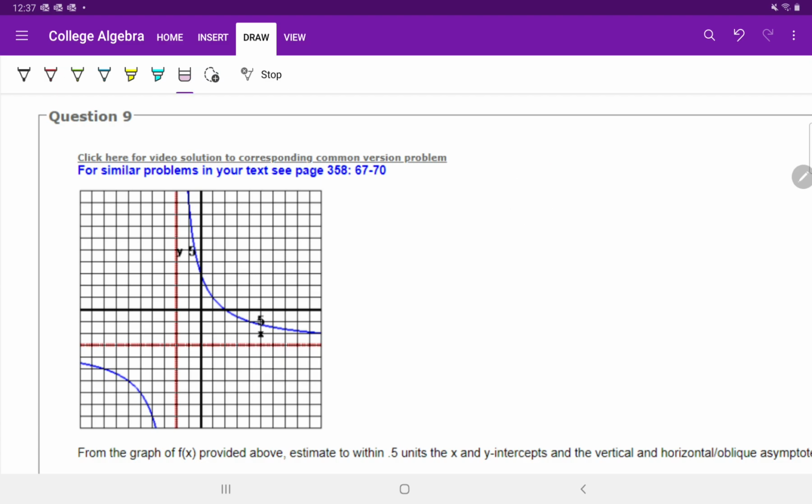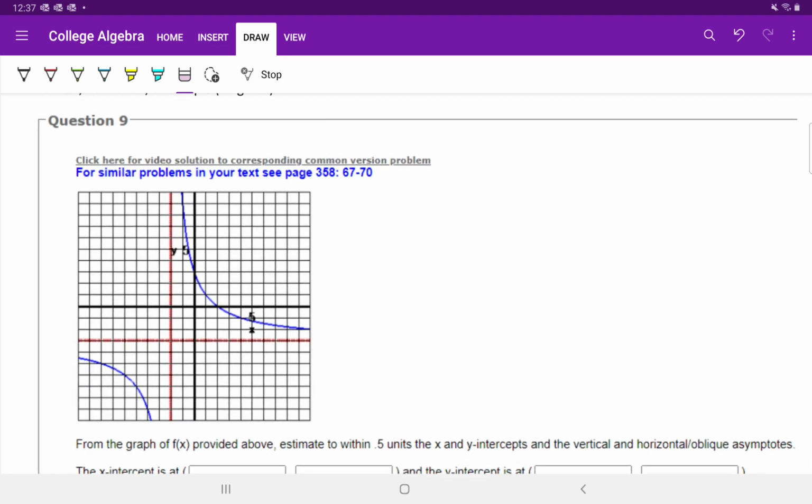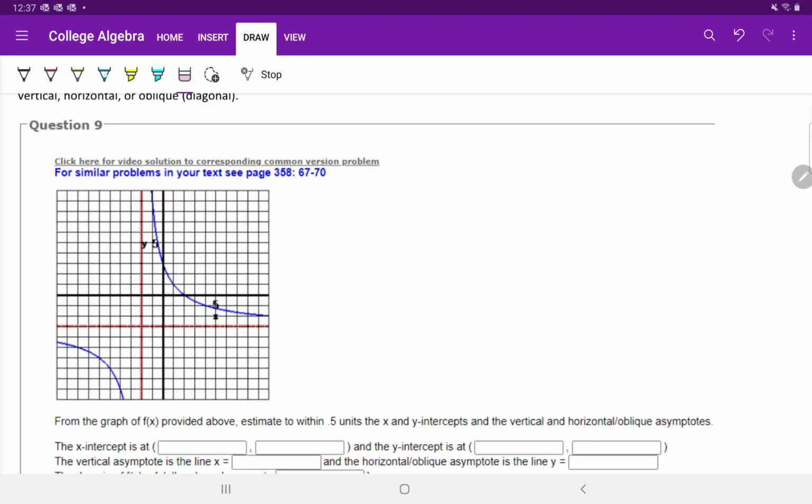So let's look at question 9 together. This is a conceptual question. They give you a graph of f of x, and they want us to estimate what the x and y intercepts are. So first we're just going to find those. I see a y-intercept here, and I see an x-intercept here.